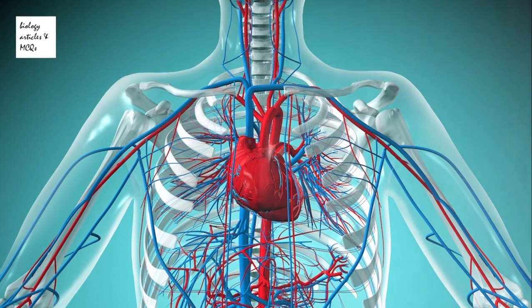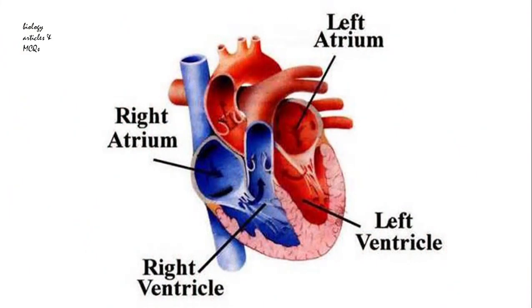First of all, we will discuss that the human heart is a four-chambered heart. What does it mean? It means the heart consists of a total of four chambers, and these four chambers are known as the right atrium and left atrium, and the other two chambers are the right ventricle and left ventricle.